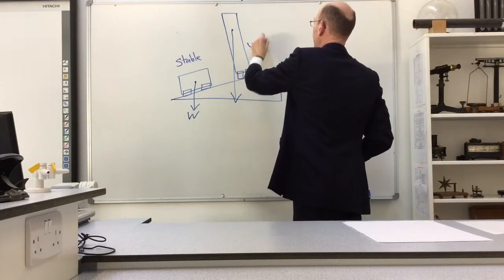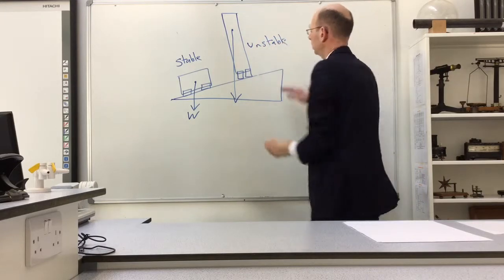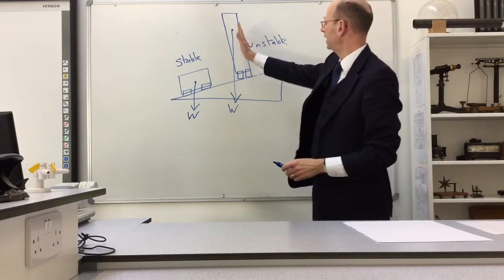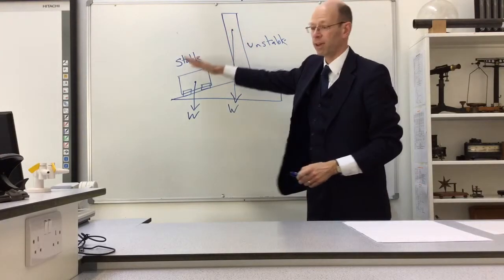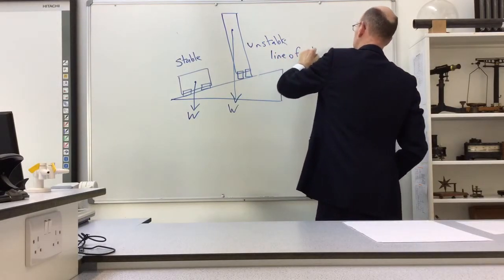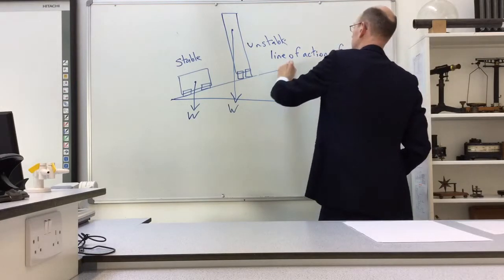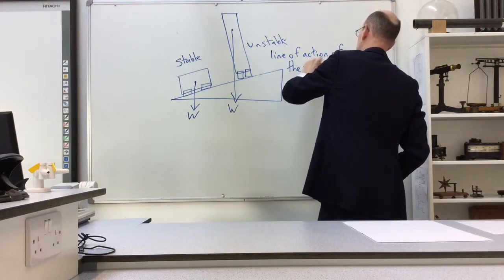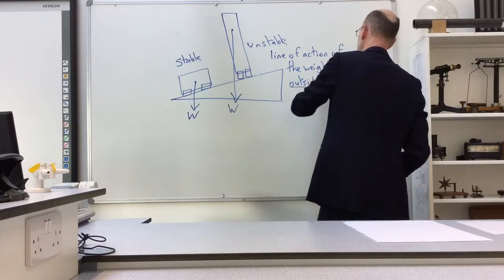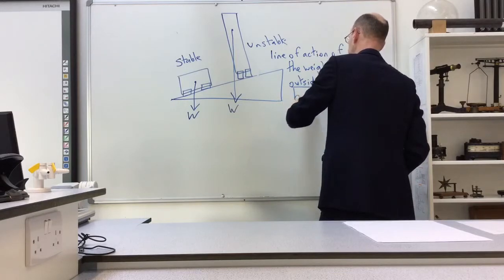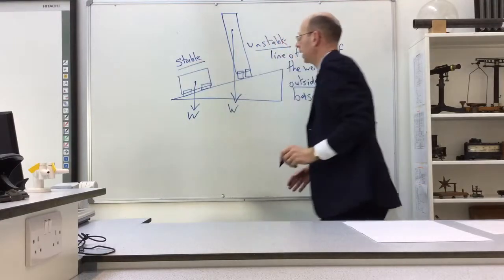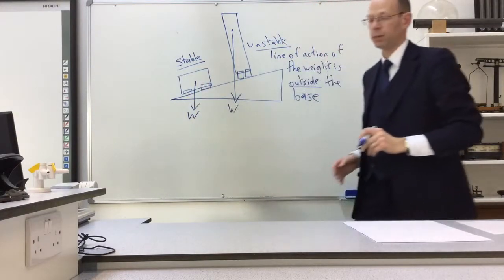So the effect when it goes on an angle like this is that having the weight acting outside the base causes this object to start toppling over. So if the line of action of the weight is outside the base, then the object is unstable and liable to topple. If the line of action of the weight is inside, we've got stability.